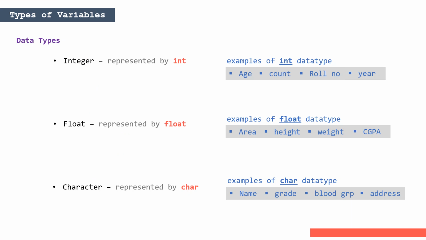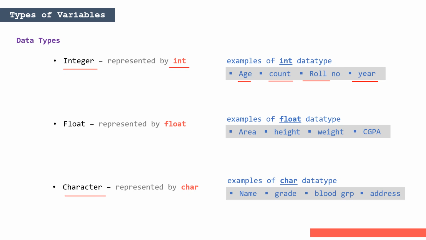So let us quickly revise the different types of variables. This was already discussed in the previous lecture. Mainly in C language there are 3 different types of data types. One is integer, represented by int, having examples age, count, roll number or year. The second data type is float, represented by float, with examples area, height, weight, CGPA. Anything where decimal points are there is nothing but float.